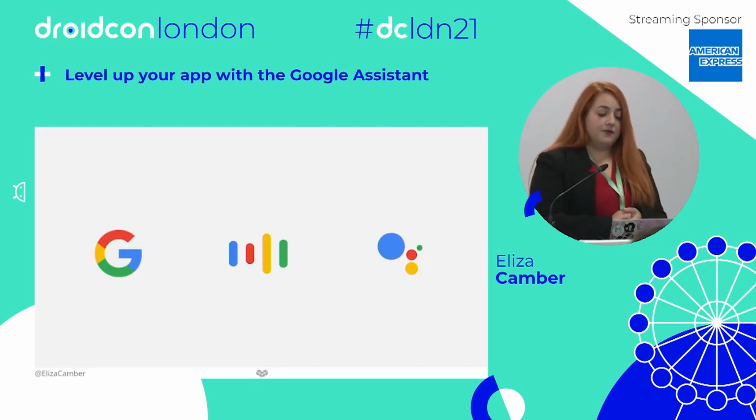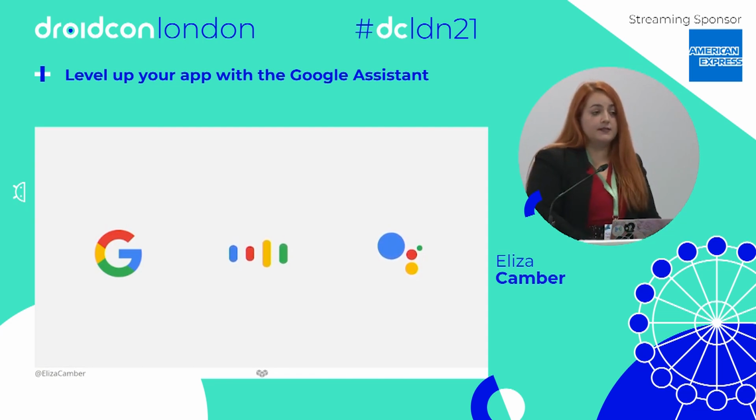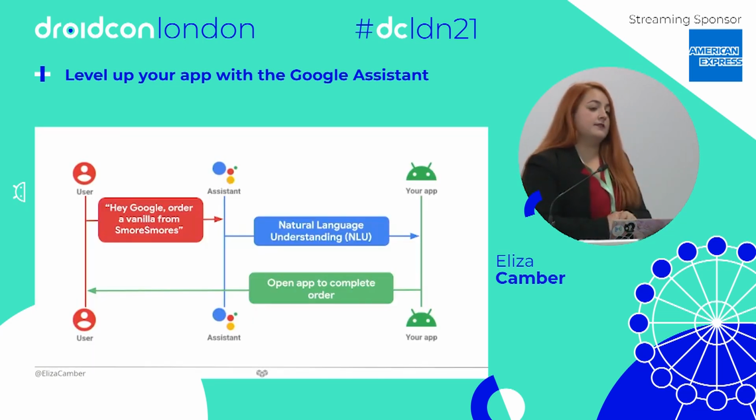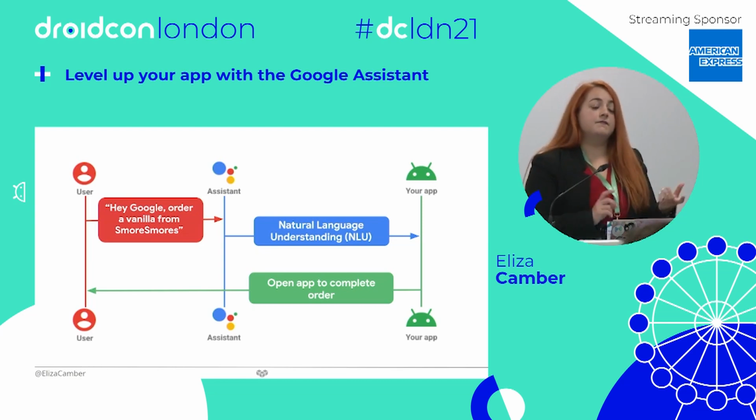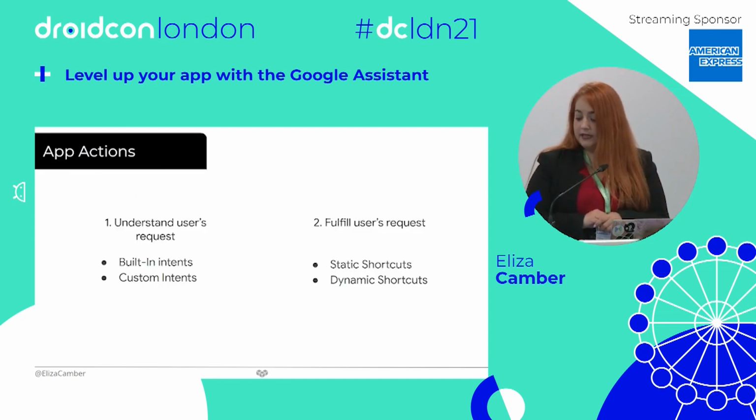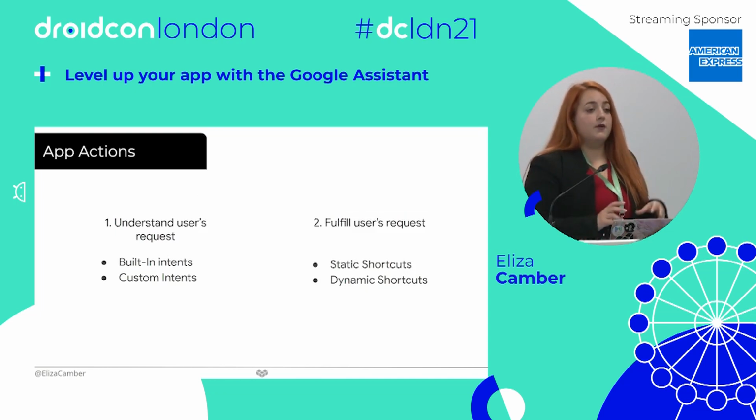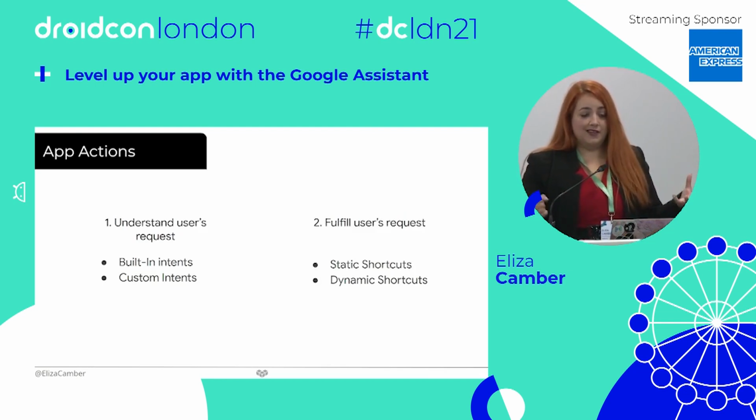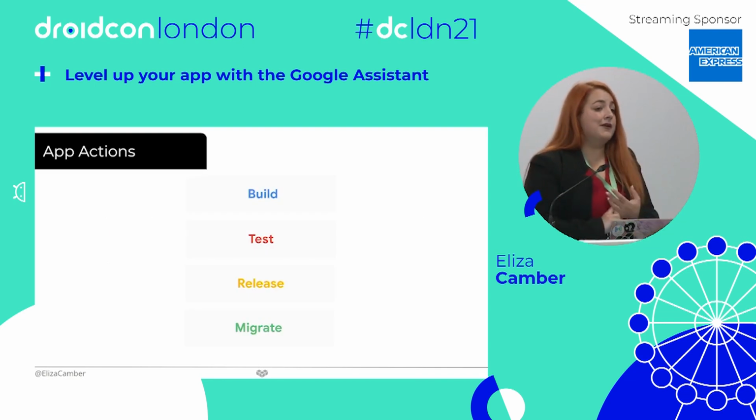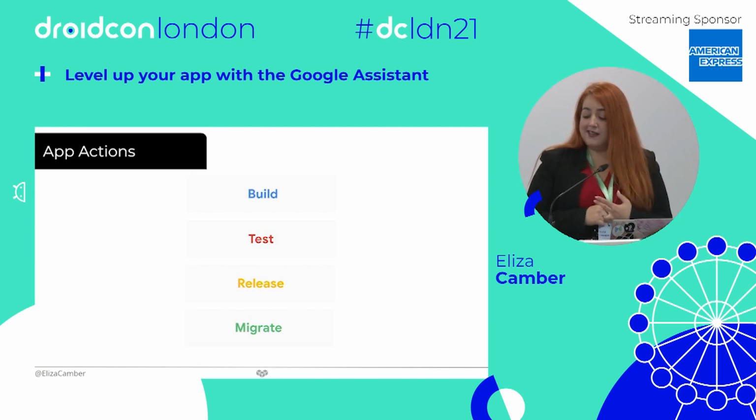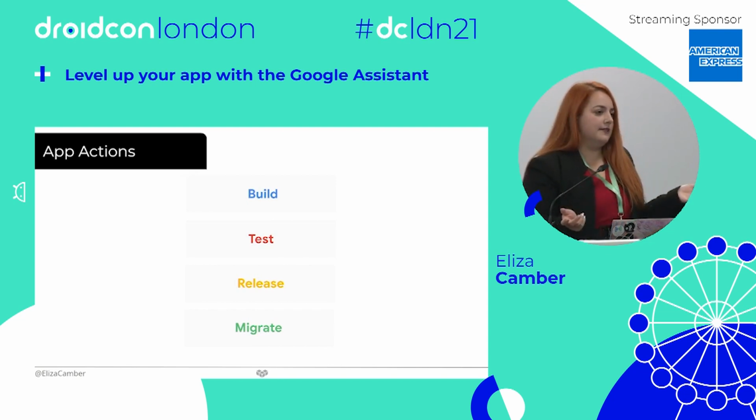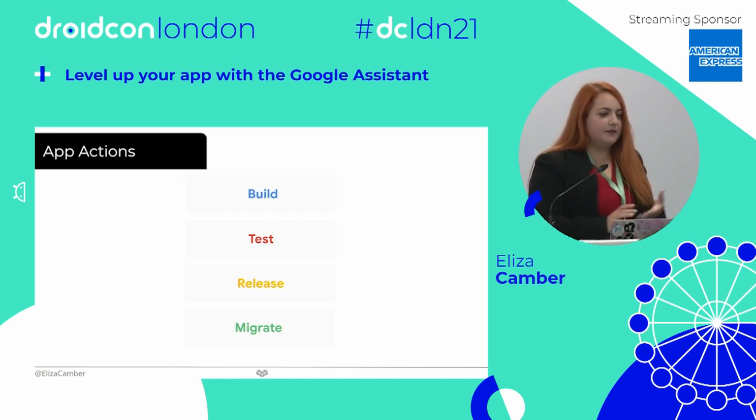Okay. So first we saw what the Google Assistant is, we saw what the Actions on Google is, and finally we saw what the app actions are and how they actually work. As we said, first the Google Assistant will take the query, it uses the NLU, and depending on what you want to do with that NLU, you use either the built-in intents or the custom intents. And you also have how to fulfill that order, either with the static shortcuts or with the dynamic shortcuts, depending on the content that you're trying to make available to your user. Finally, we saw how you can build that using the shortcuts.xml. We saw how you can test that using the app actions Google Assistant plugin tool. We saw how you can release that. Basically, it's just like any other application, just accept the terms. And we didn't see the migrate, but that's fine.